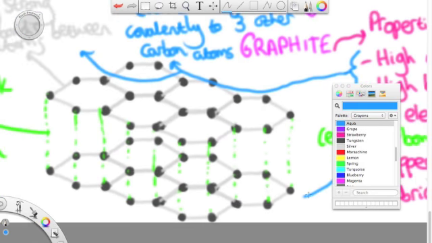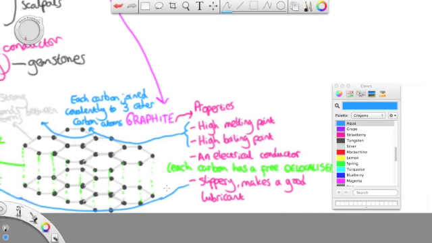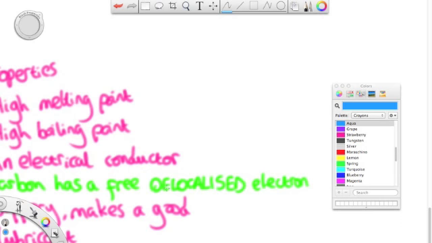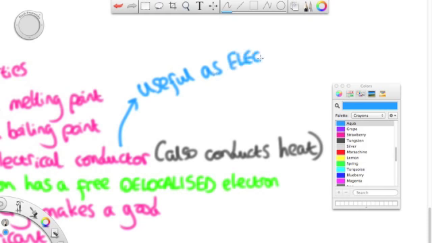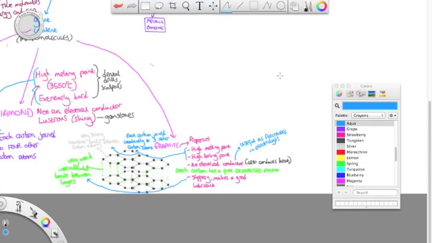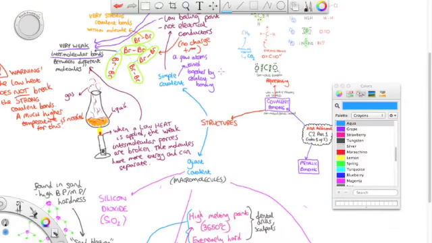It's also very slippery, so the layers can slide over each other, and therefore it makes a very good lubricant. So graphite can be used for things like lubricating car components. It also conducts heat, because the electrons can carry heat as well as electricity through the structure, and therefore it behaves a bit like a metal. Now we tend to use graphite for electrodes in electrolysis.